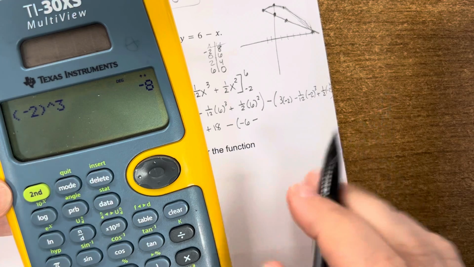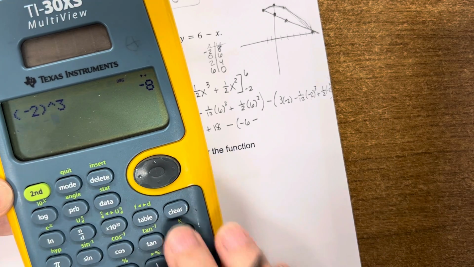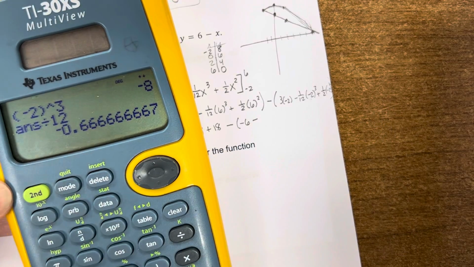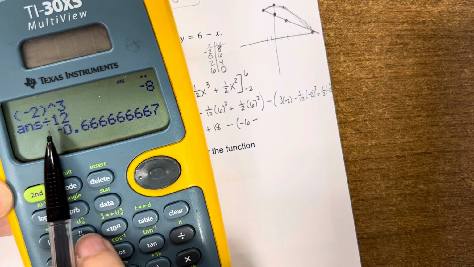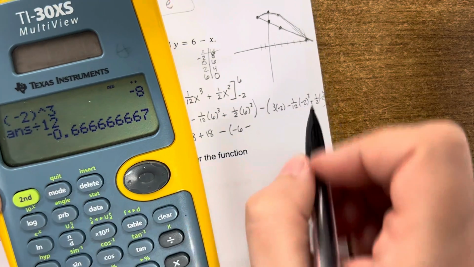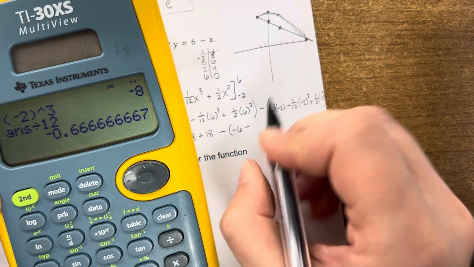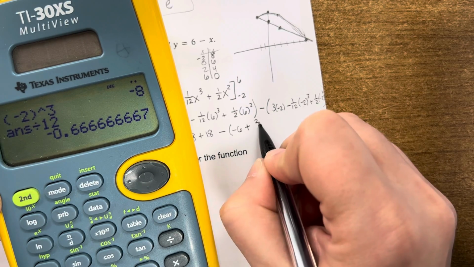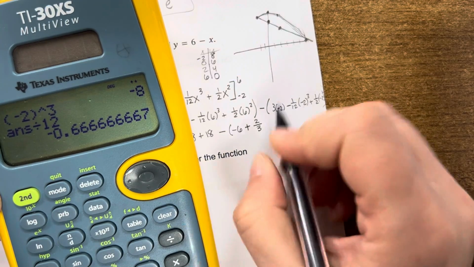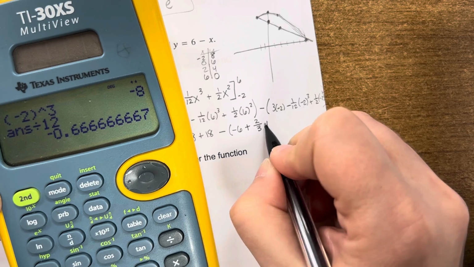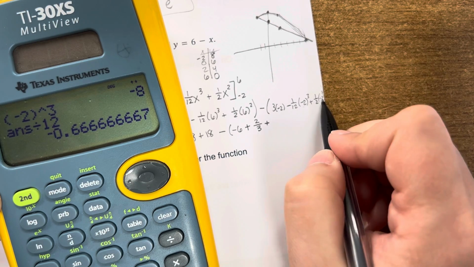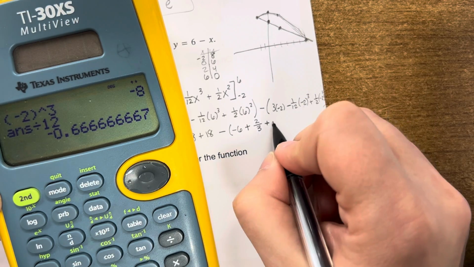And then I'm going to divide that by 12. So when I divide it by 12, I could write it like this, or I could write it as negative 2/3. But remember, this was a minus right here, so that'd really be plus 2/3. Make sure I'm not messing up my signs here. And then plus a 2 squared is 4, divided by 2 is 2.